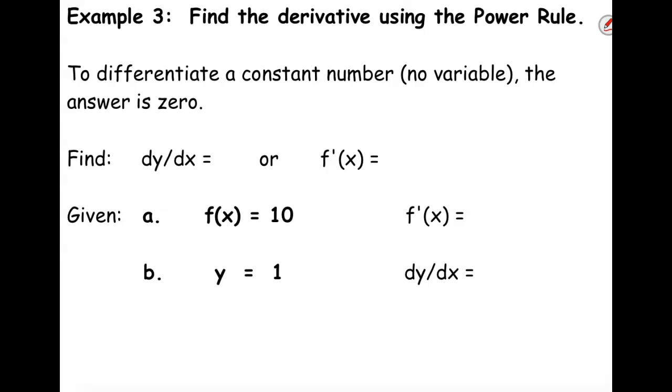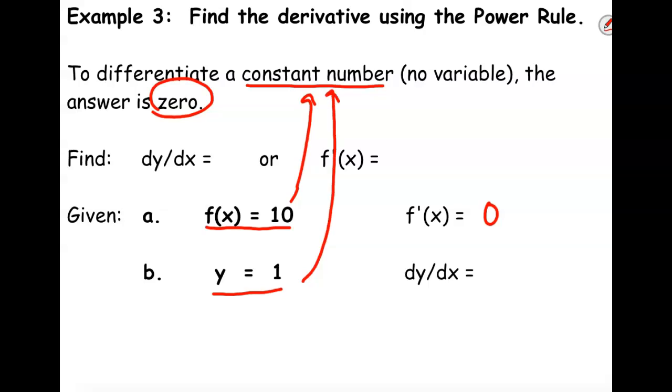Example 3, dealing with constants. What happens to those values? Those derivatives will become 0. So here's your first function, f of x equals 10. It's a constant, so your derivative will be 0 because there's no variable. Second example, another constant. So your derivative is 0.